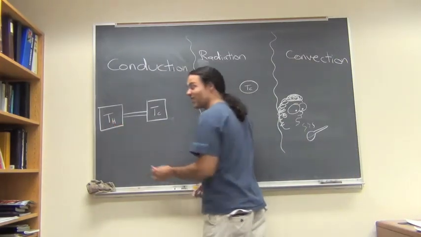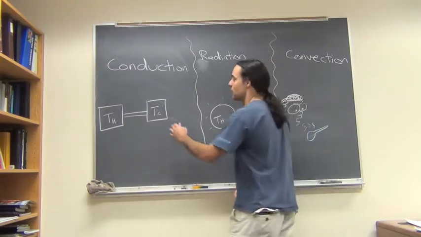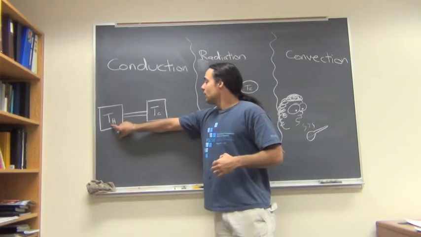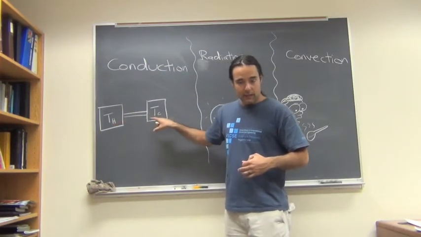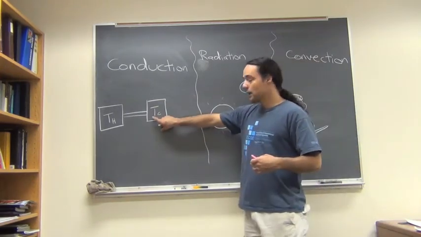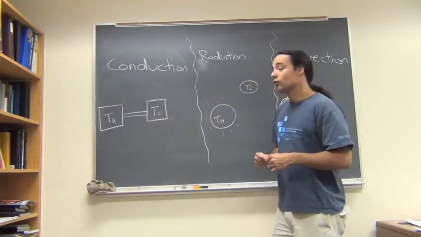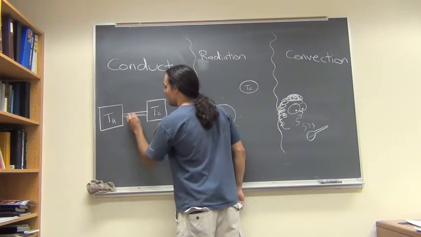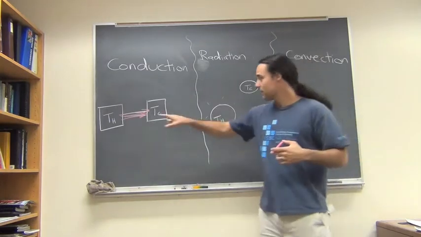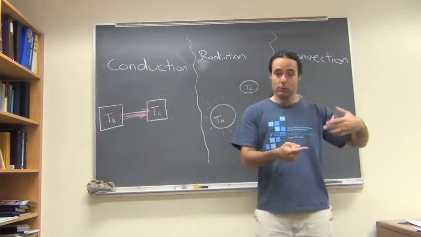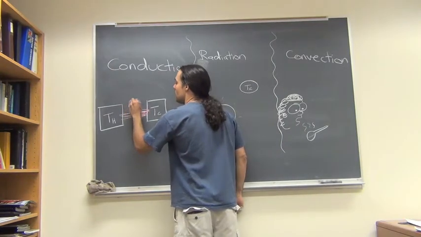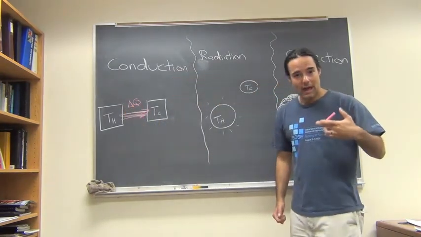I have some object that's at a hot temperature, called T hot, and another object that's at a cold temperature, T cold. If this is at a hotter temperature than this, then it is more likely to give up thermal energy to the other object, to the cold object. So what we are going to find is that heat is going to be conducted along a path that's connecting the two objects, so through some material that's connecting those two objects.